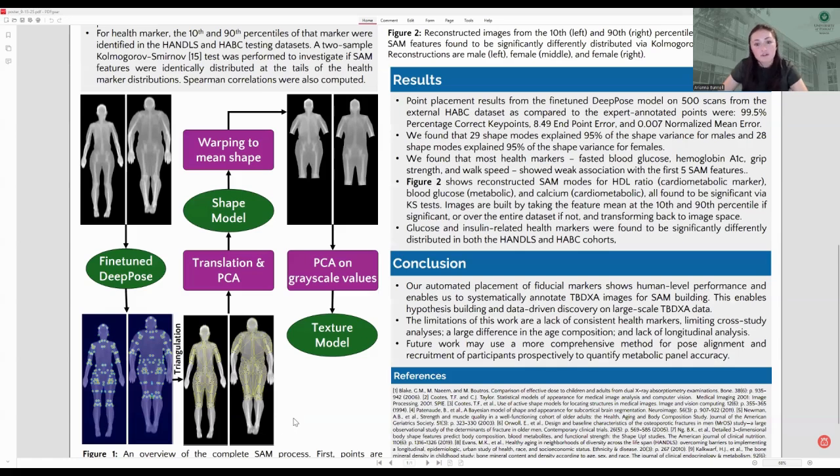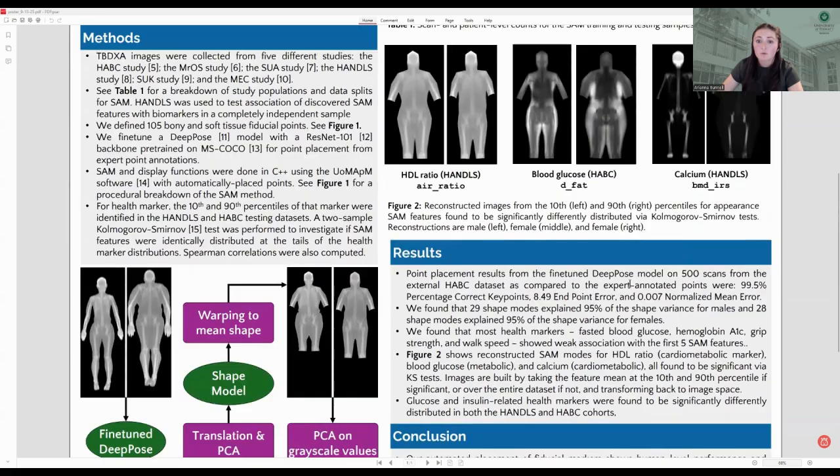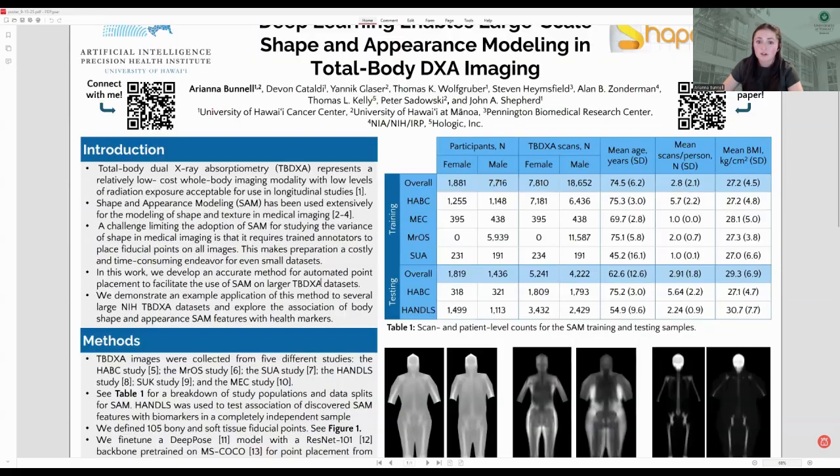We then use this trained model completely out of sample to predict fiducial points for 30,000 additional scans from the MrOS, HANDLS, and Health ABC datasets. This model performs with 99.5% correct keypoints and 0.007 normalized endpoint error. From there, we resplit our data to discover our principal components for shape and texture.